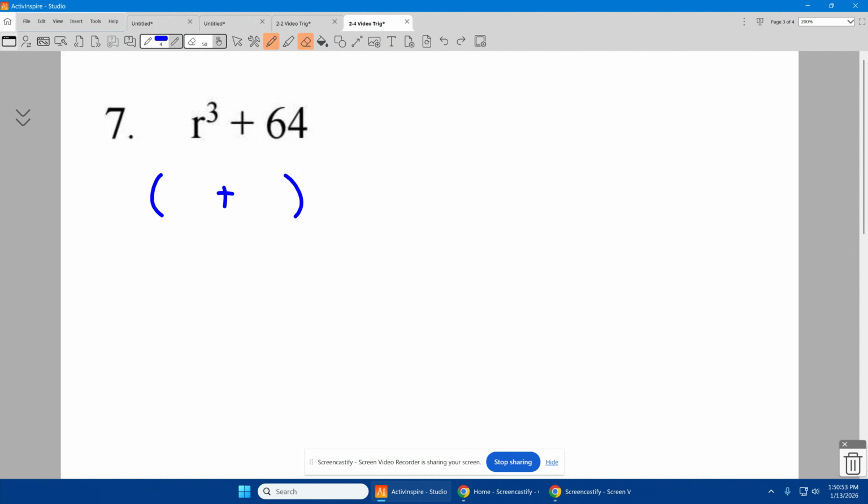Well, what times what is r to the third? That's just an r. For 64, what times what is 64? That's a 4. So we just took the cube root of each one of them. That gives us our binomial piece, r plus 4.